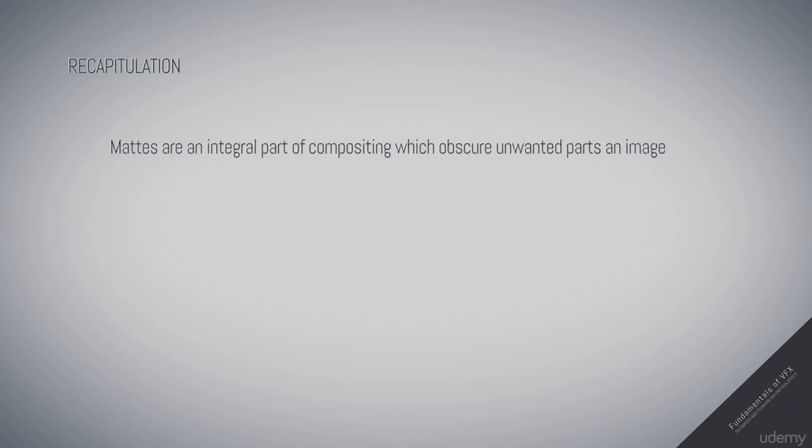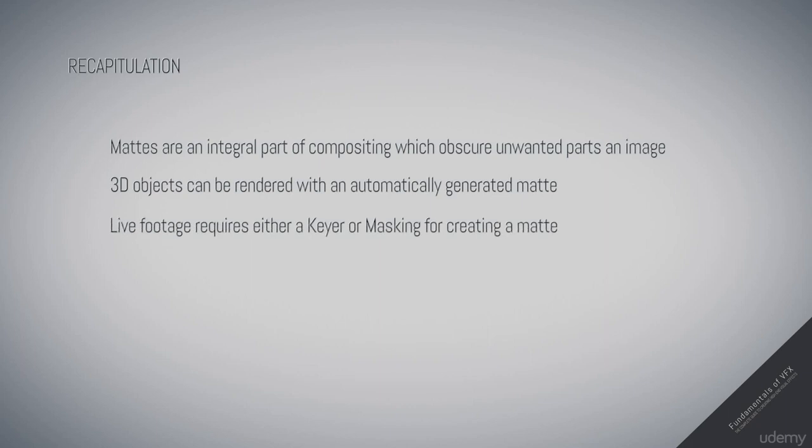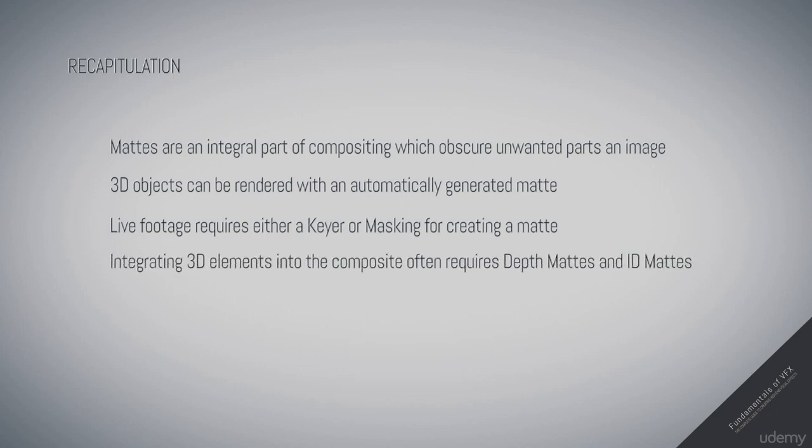To recapitulate today's lesson, mattes are an integral part of compositing. Mattes are like a layer on top of an image, obscuring the unwanted parts so that only the desired element is visible. Without mattes, you cannot properly composite elements together. 3D objects can be rendered with an automatically generated matte. For live footage, you must either use a keyer or draw a mask to get a matte. Depending on your footage, this might or might not work out as how you intended. That is why you must plan ahead of time. Depth mattes and ID mattes are useful when integrating 3D elements into the composite.